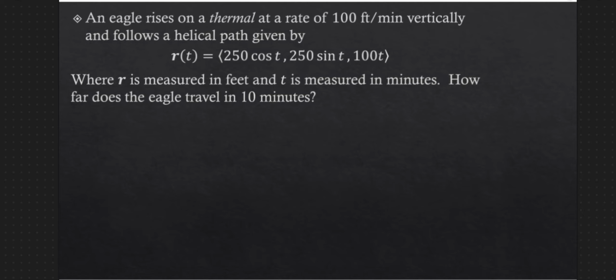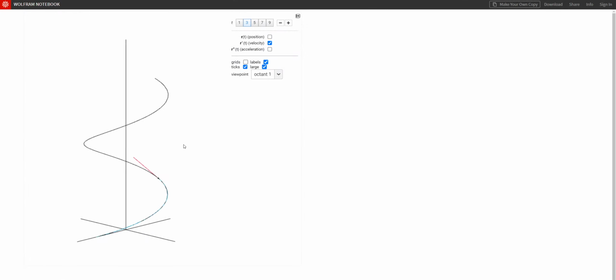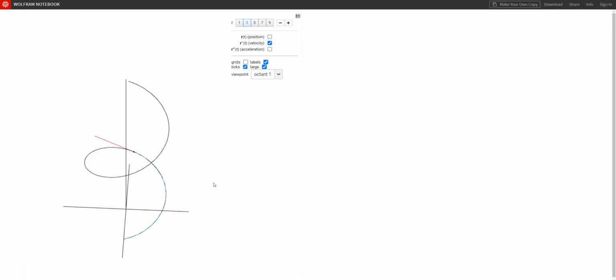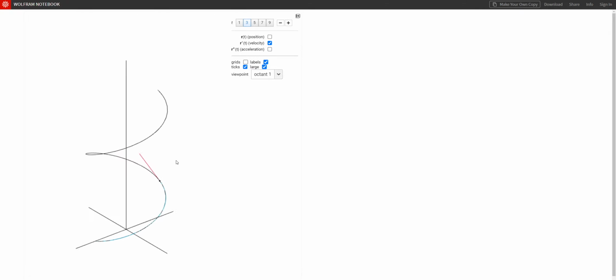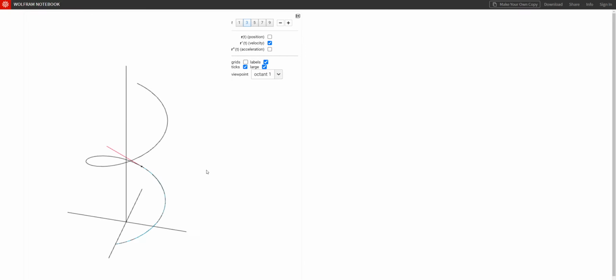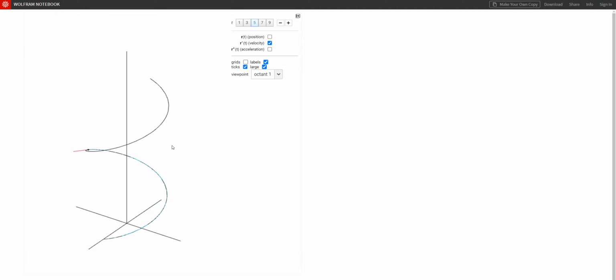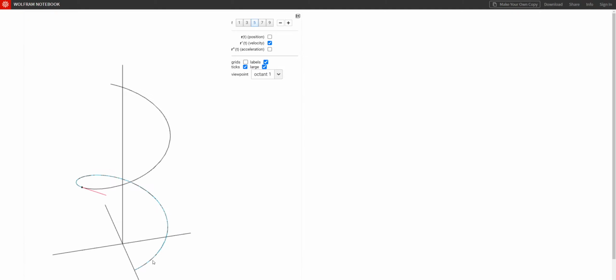And I do have a little diagram to go with that. Let me jump to my other scene here. So here is the model, which represents the path of this eagle that's rising on the thermal up into the air. Right? So it's this helical shape. And our job is to investigate, after a certain amount of time, how far does it actually travel? So what's the length of this curve?